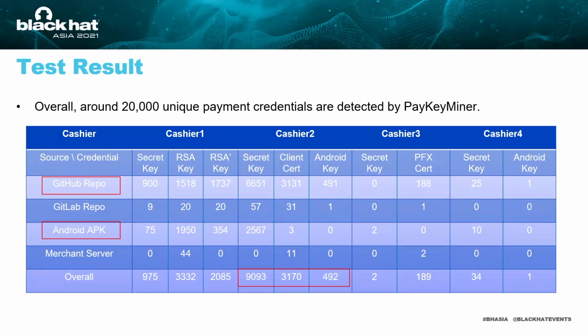Then come the test results. In summary, about 20,000 unique payment credentials have been detected from these 3 leaking sources, including public Git repositories, Android APKs, and merchant servers. In these 4 studied cashiers, in terms of leaking sources, most payment credentials are detected from public GitHub and Android APKs. On the other hand, most credential leaks happen in Cashier 2, which is consistent with its widespread integration in mobile apps.